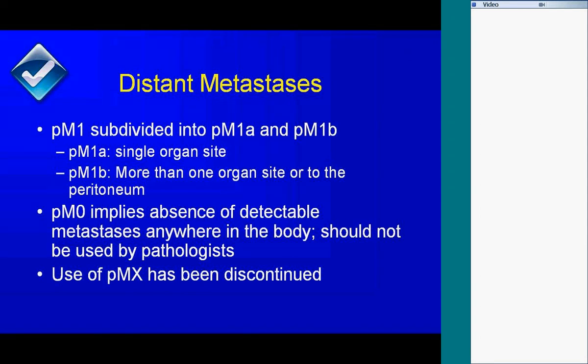For the 7th edition of AJCC, the pM category has been subdivided into M1a and M1b based on whether there's a single organ site or more than one organ site involved. But I want to point out that pM0 is not a choice on the checklist because it implies absence of detectable metastases anywhere in the body, and we really shouldn't be using it for resection specimens. And there are some people who believe it should not be used for autopsies either. Autopsy has its own a designation, so it would be aM0 for an autopsy. And the use of pMX has been entirely discontinued by the AJCC.